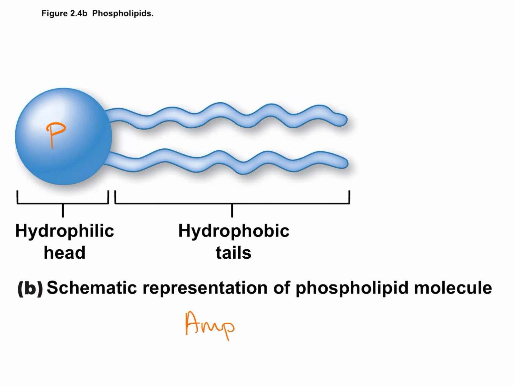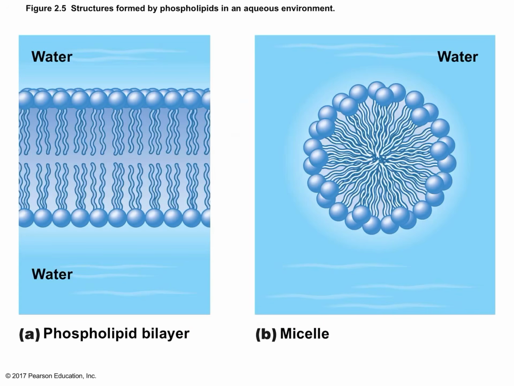Now, this is an amphipathic molecule, which means that it has both a hydrophilic region as well as a hydrophobic region. So this is a little schizophrenic of a molecule. How does it want to be in water? Half of it wants to dissolve in water, the head, and half of it does not, right, the tails. So if you put it into water, it's going to take on a couple of different forms. It can either form a phospholipid bilayer or a micelle.